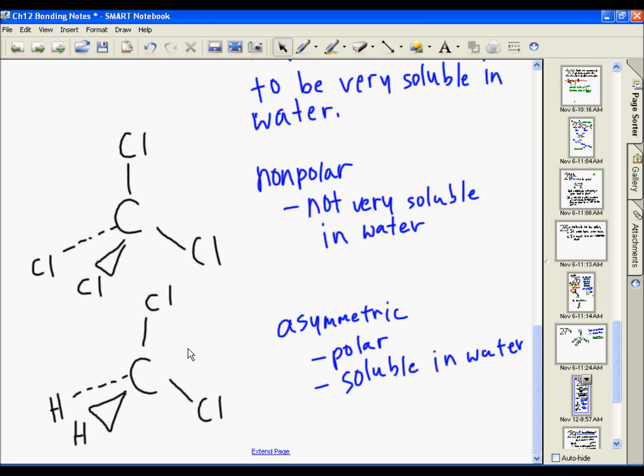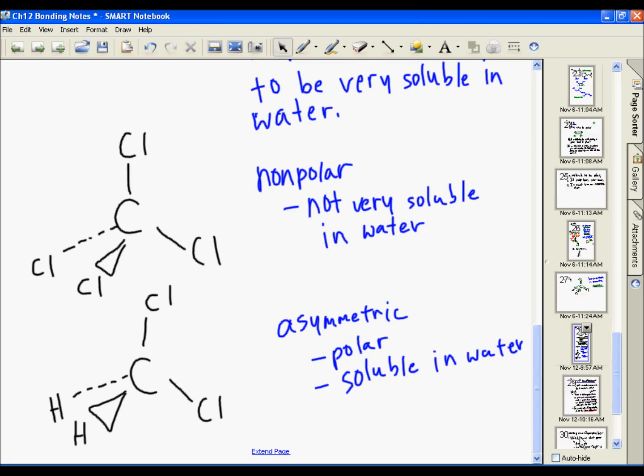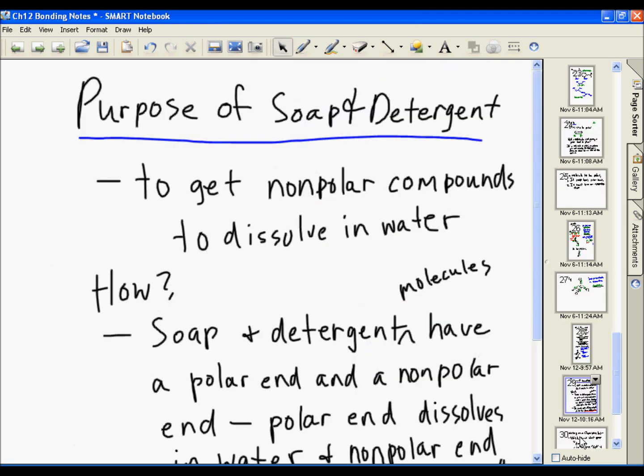Right, because it was a polar bear. You got it. Okay, and here's another application. The other application of this idea of polarity is soap and detergent and washing things. So the purpose of soap and detergent is to get nonpolar compounds that normally would not dissolve in water to dissolve in water so that you can rinse them off.